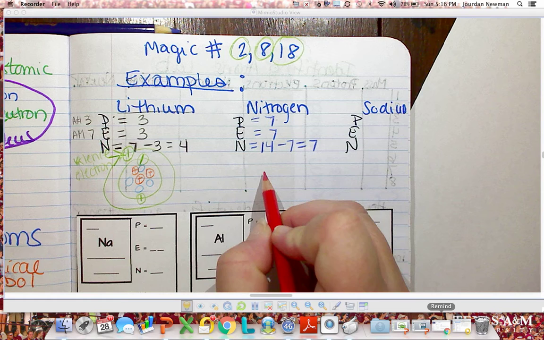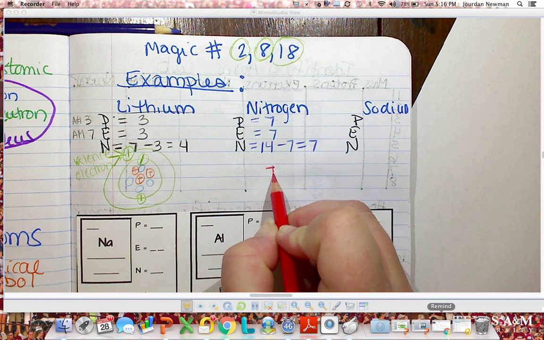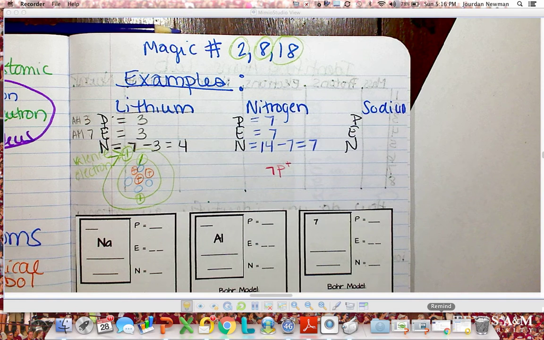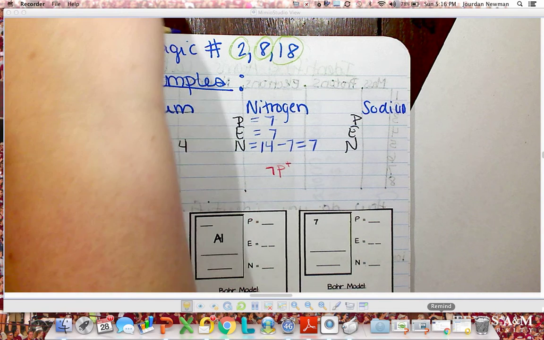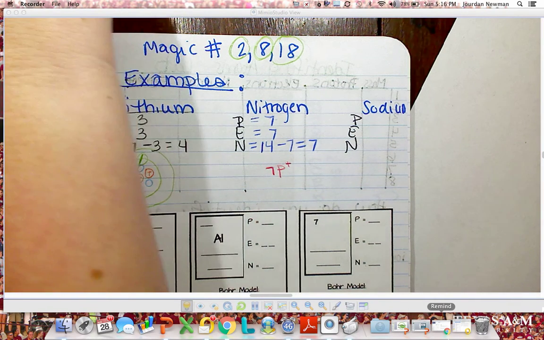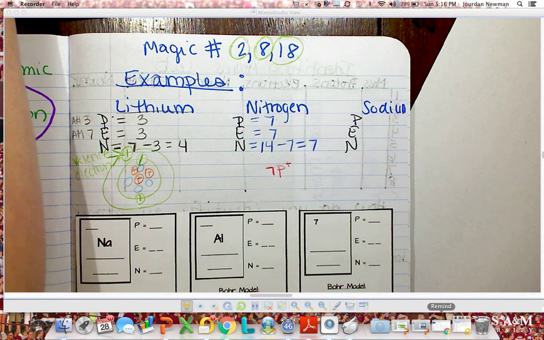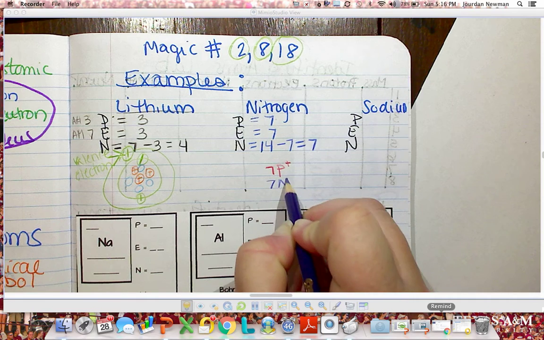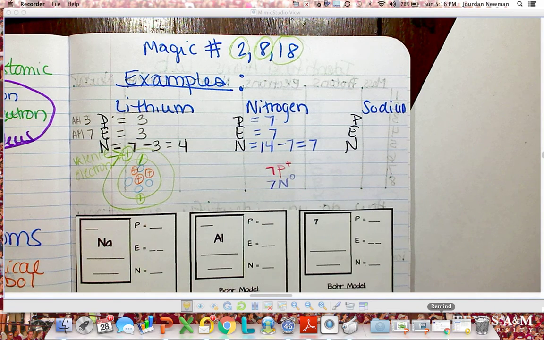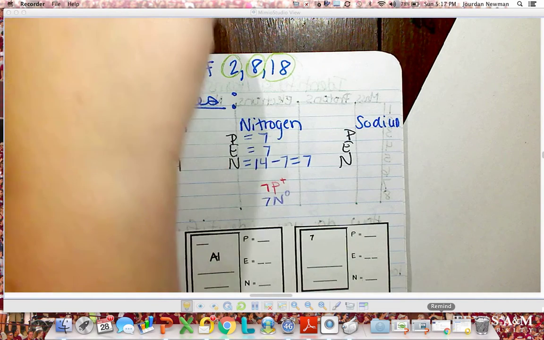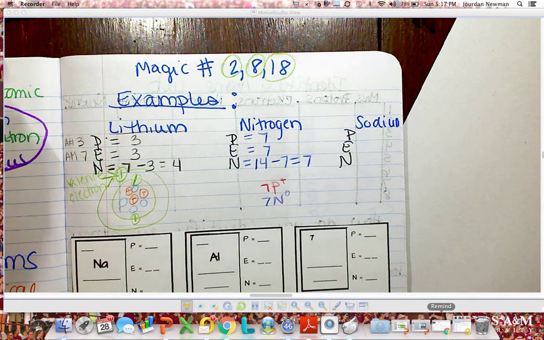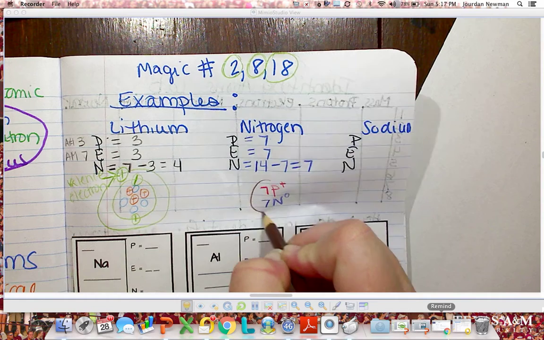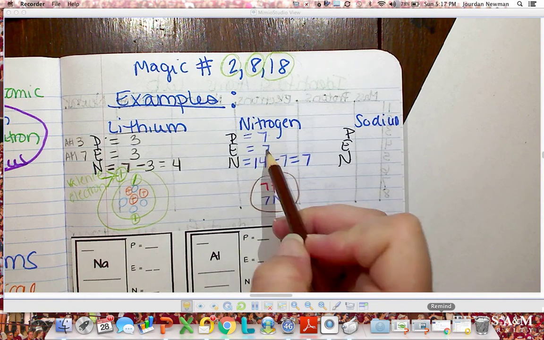Okay, so since we already know our charges, I'm not going to draw them all. For our nucleus, we're going to put our protons, and I'm going to do 7p with the plus sign beside it. And that means we have 7 protons in our nucleus. And then I'm also going to do, for our neutrons, 7 neutrons with a 0 because they have no charge. I'm going to draw my first energy level.